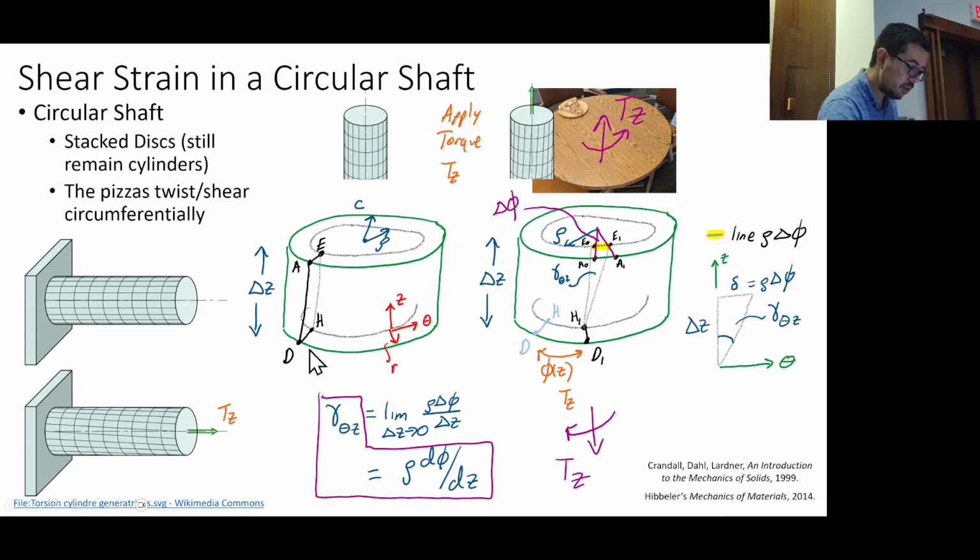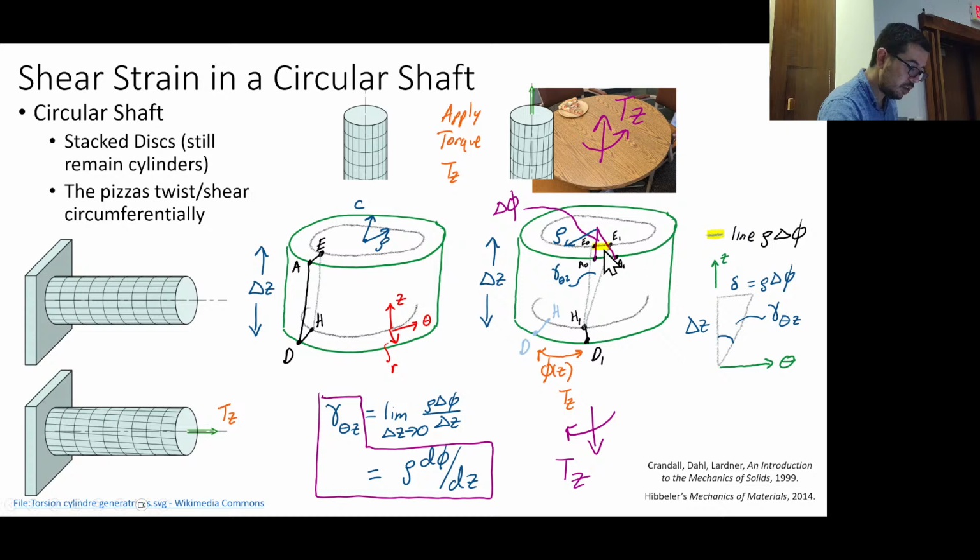Okay, so points D and H would have moved over when this twisting, this torque, is applied. They will have moved over to this location. So D goes to D1, H goes to H1. And that's just because there are all these pizzas stacked below.